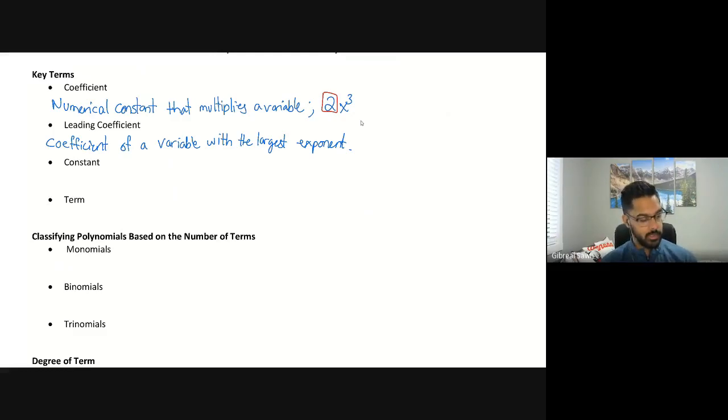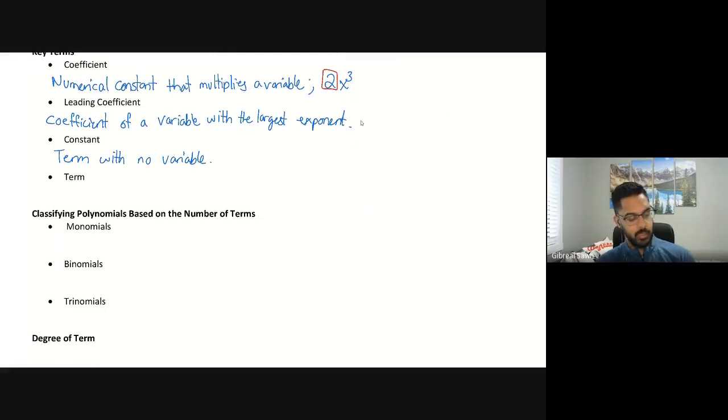Our constant is going to be the term with no variable. Okay, and those are just going to be your numbers. Usually they're tacked onto the end. So when we write a polynomial, we usually write them in decreasing order of power. So the exponents will get smaller and smaller until it's really x to the power 0, which you learned before was just 1.